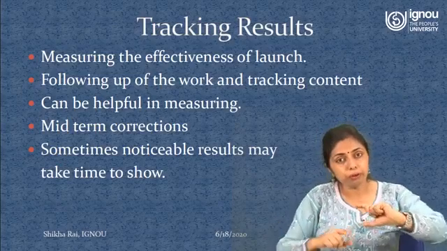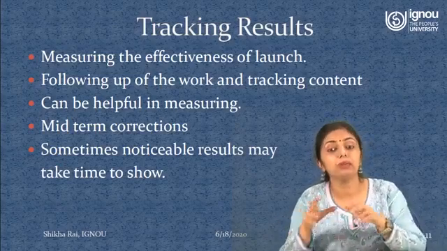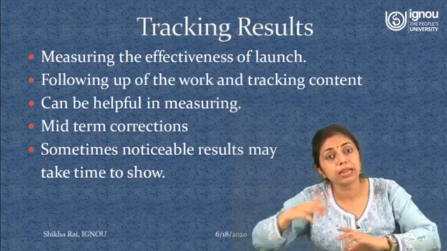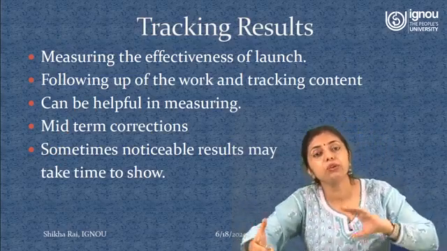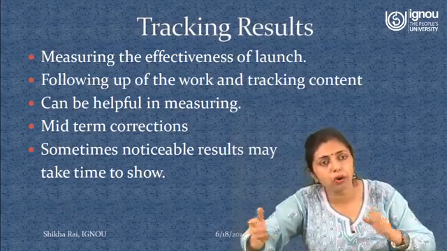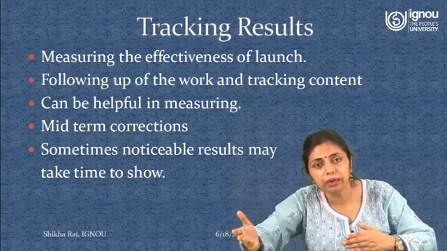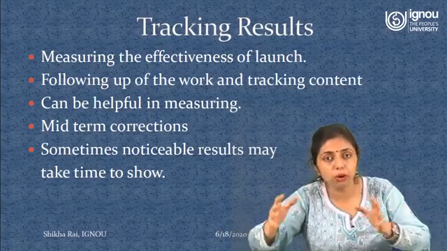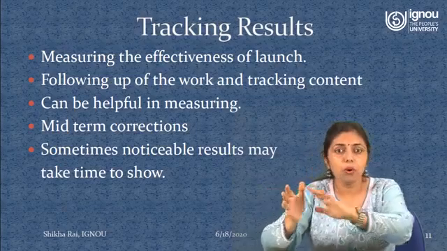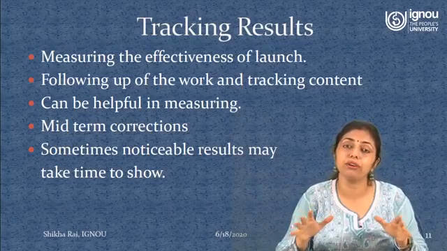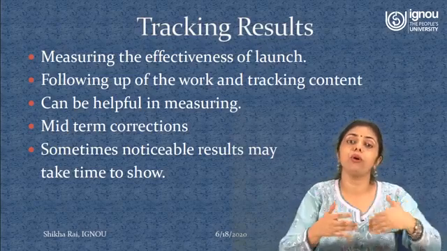So following up of that work and tracking the content: what kind of content was given in, say, phase 1, as compared to the next phase, as compared to the final phase, where probably you were expecting that people would purchase a product or vote for a certain leader, or a film would be a hit or a flop, anything of that sort. So what is that final phase that you were looking at? All of it together, when you put it up, is called the tracking of content, and this is how you follow up the work.